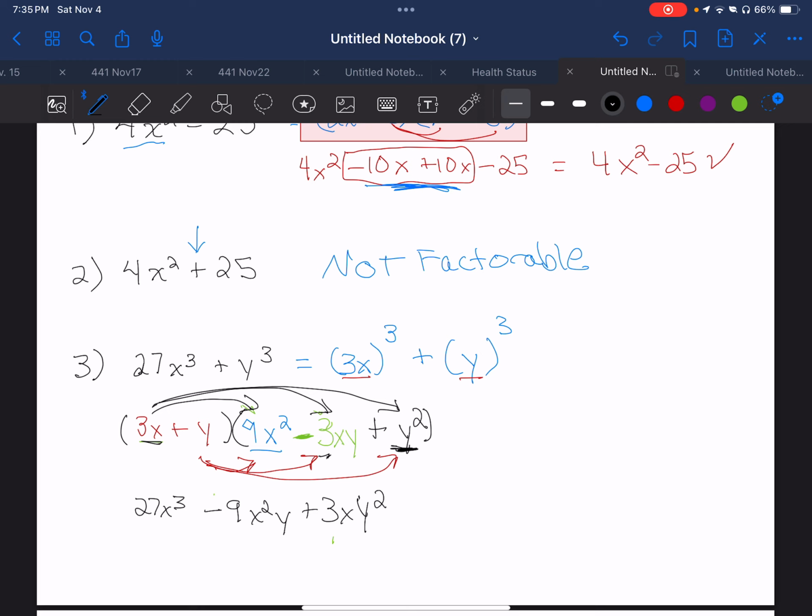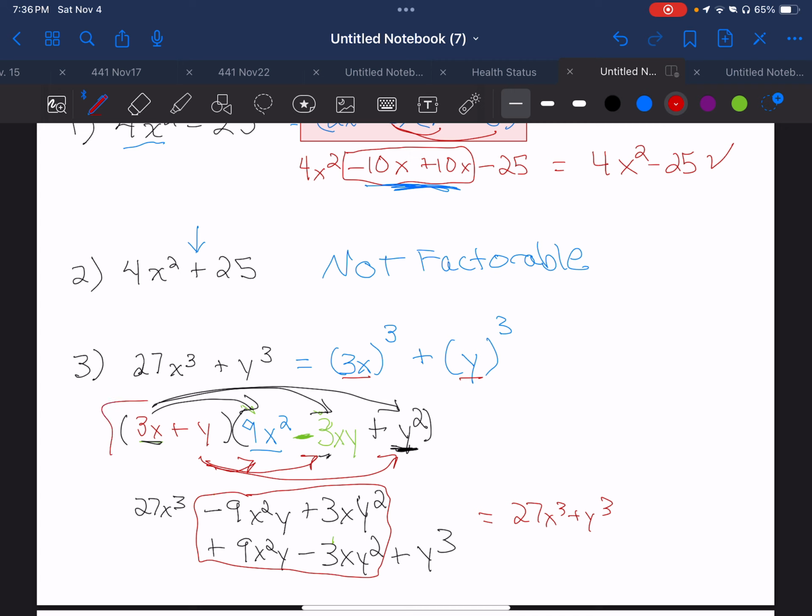Then with the y's, I get y times 9x squared is positive 9x squared y. Y times negative 3xy is negative 3xy squared. And y times y squared is y cubed. These cancel each other out, and I get 27x cubed plus y cubed. Bam. This is my factorization.